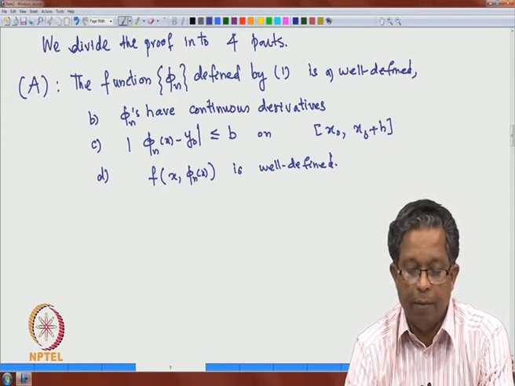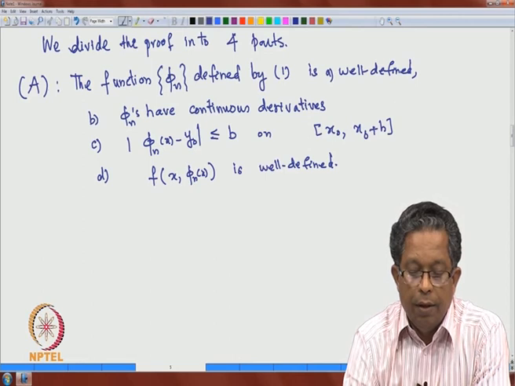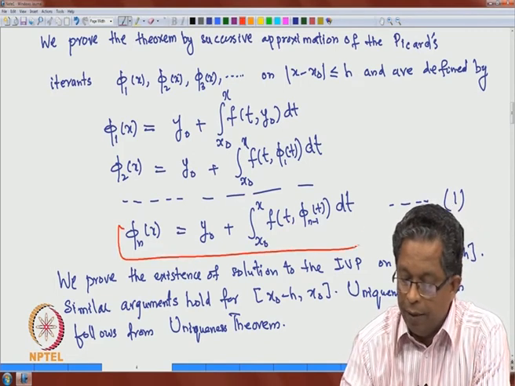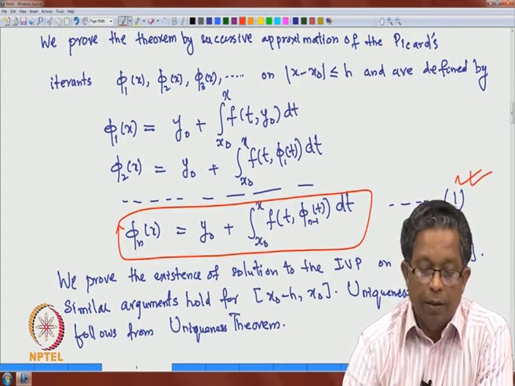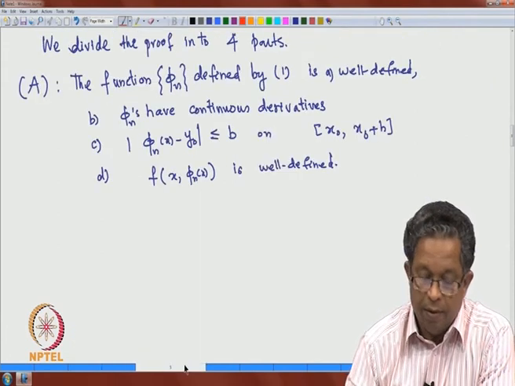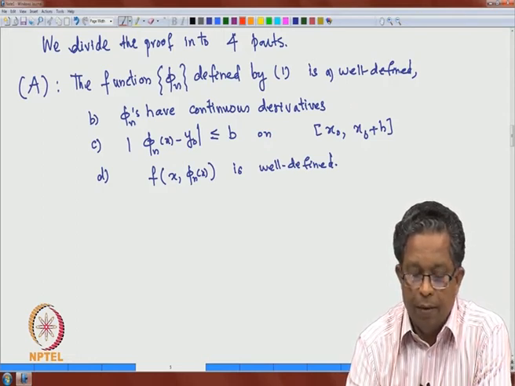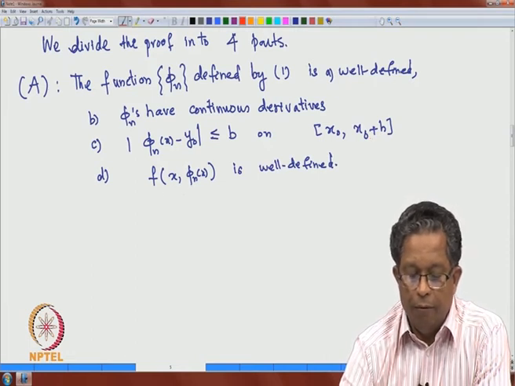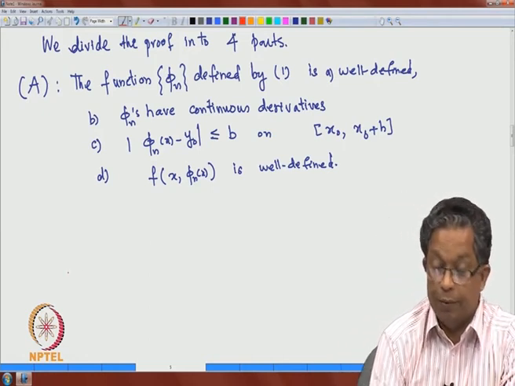So, this is part A. In part A we will prove that the Picard's iterants defined by equation 1, this phi n(x), is well defined, and phi n's have continuous derivatives on the interval x0 to x0 plus h, and phi n obeys an estimate |phi n(x) minus y0| less than or equal to B on this interval, and f(x, phi n(x)) is also defined. That is part A, we will prove it.